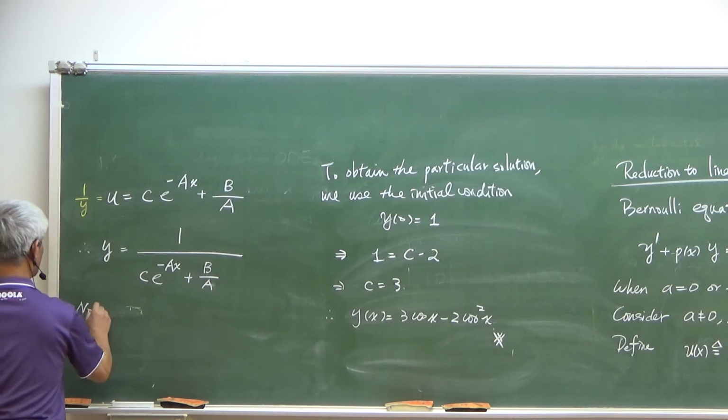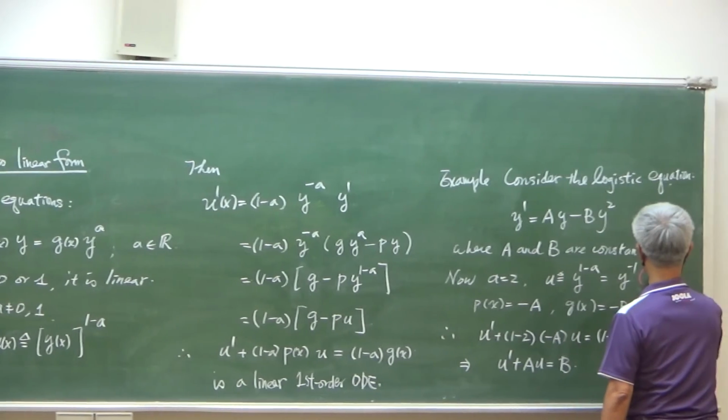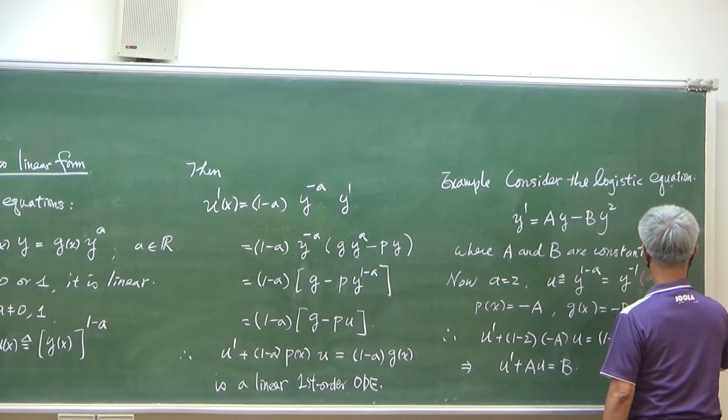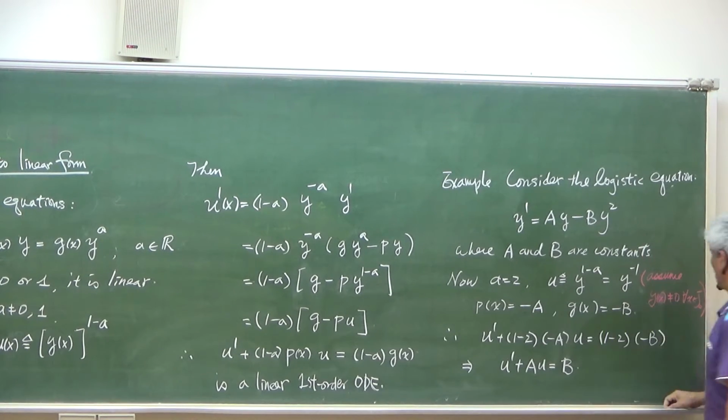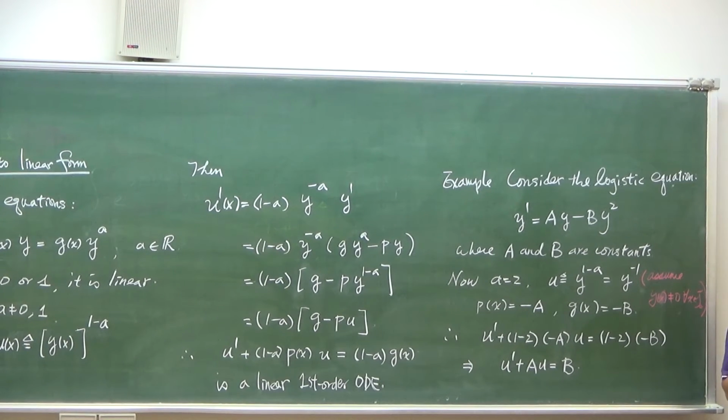All right, and note that for this solution, because the transformation is the reciprocal one, this is only true if y is not 0. I have to emphasize that we have to assume that y from the solution is not equal to 0 for all x in a certain open interval. So basically, when we do the transformation, we exclude the trivial solution.